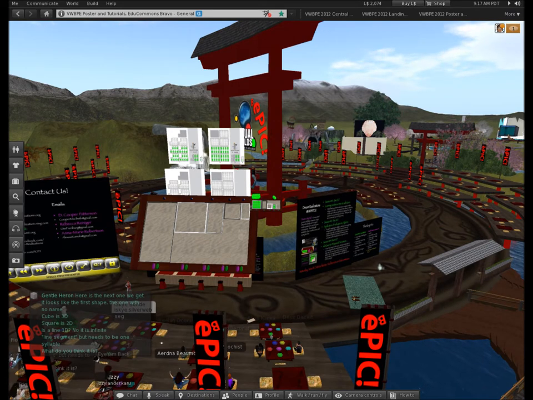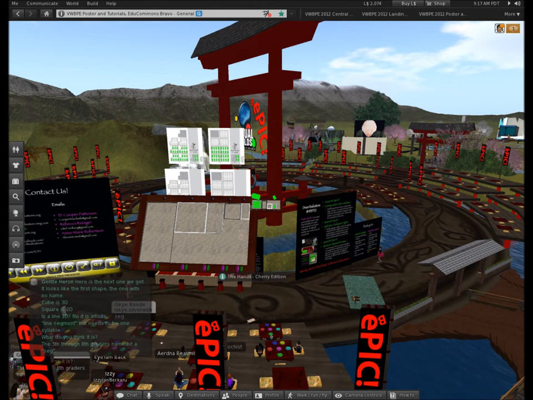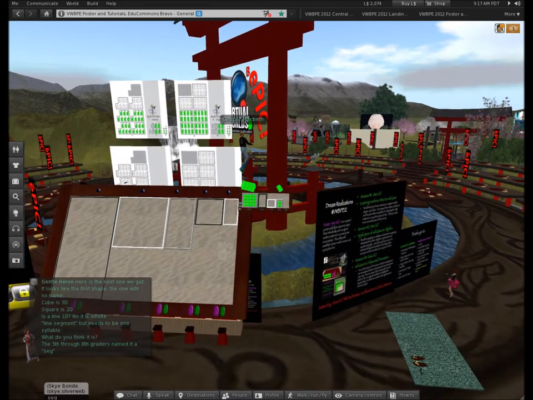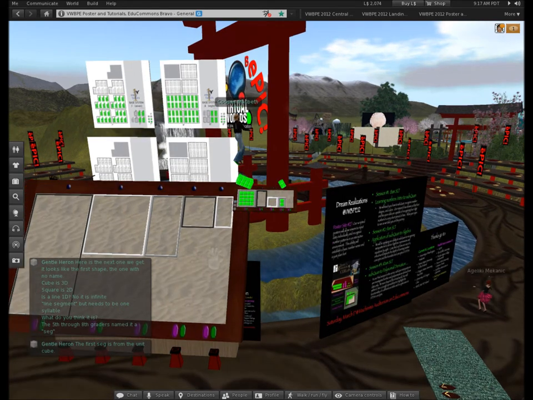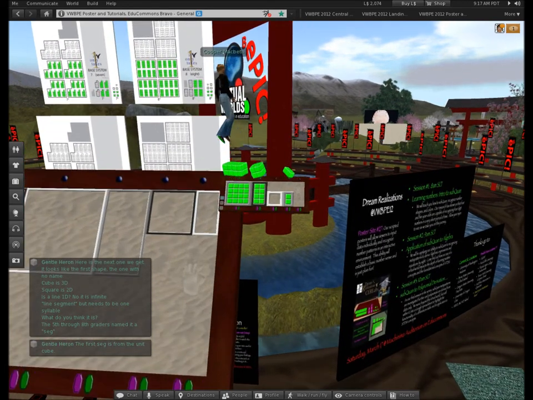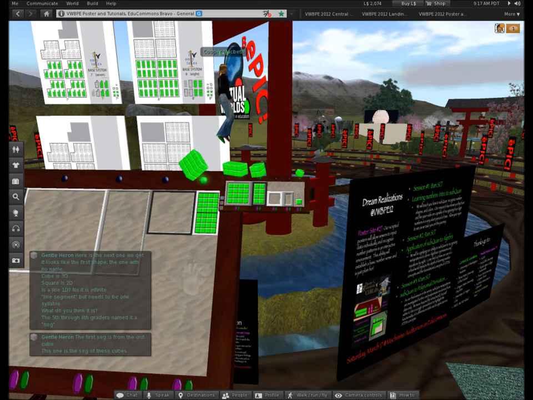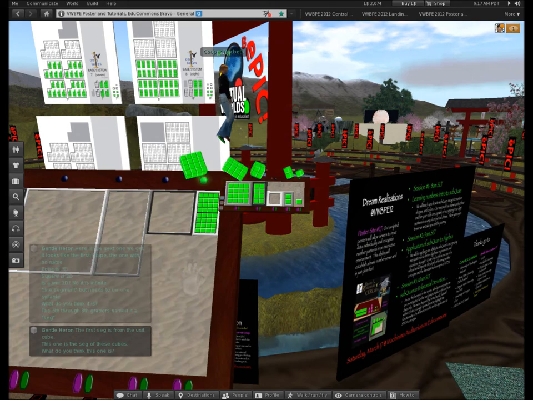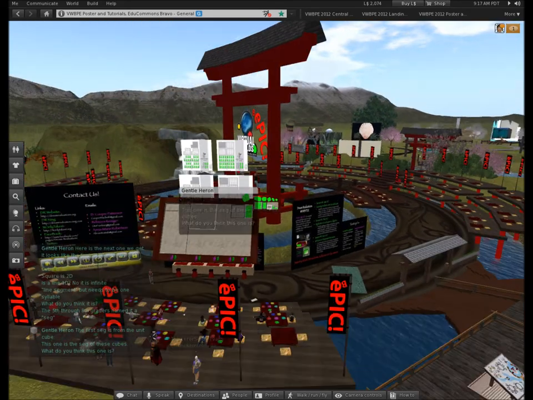And so this first seg that's showing is a seg of the unit cube. That one's a seg of a unit cube. So this one's a seg of these cubes. And then the next one would be, anybody want to chat in what they think the description of that would be? I'll put up the other two so you can see.